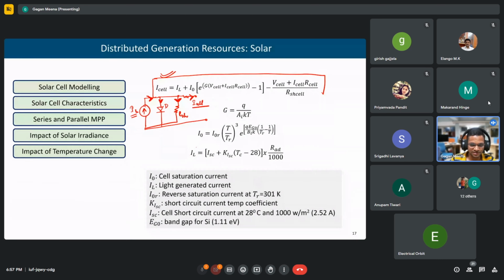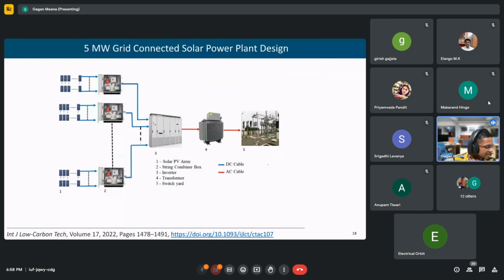These things tell us the photo-generated current depends upon the short circuit current coefficient, the cell temperature, and also the level of irradiance. This is one example of how, in an actual power system, a solar power plant, these solar panels, solar cells or strings are connected.